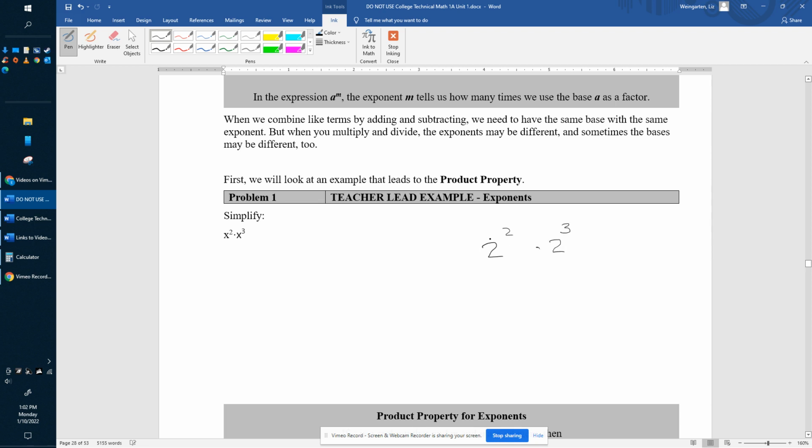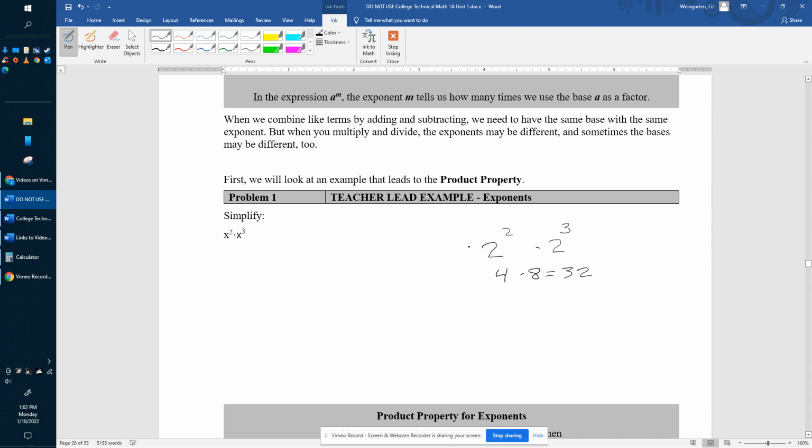So 2 squared, according to the order of operations, we have to do the exponents first. 2 squared is 4. 2 to the third is 8. 4 times 8 is 32.